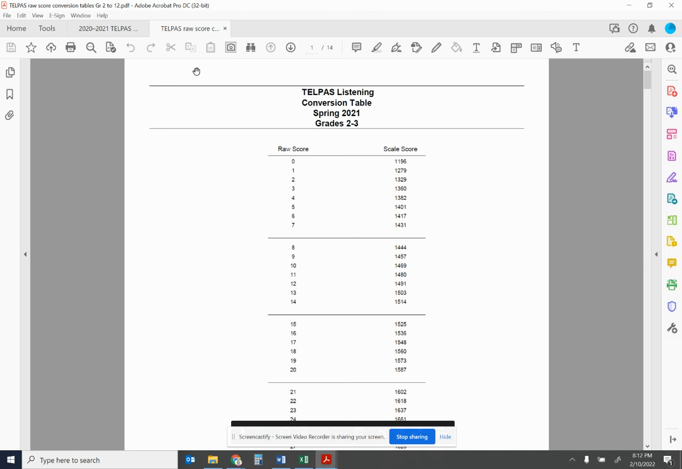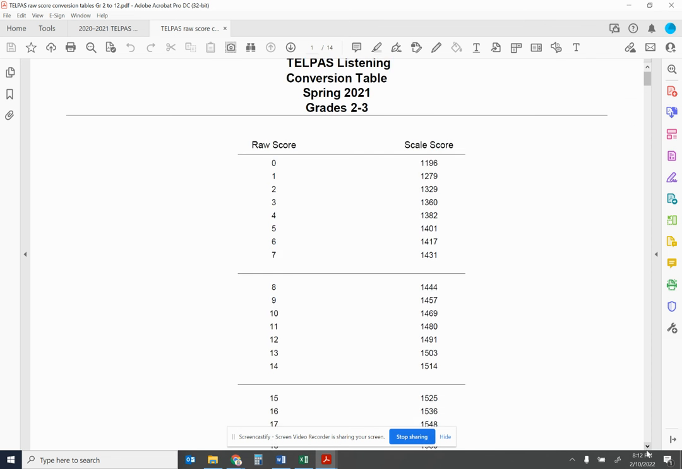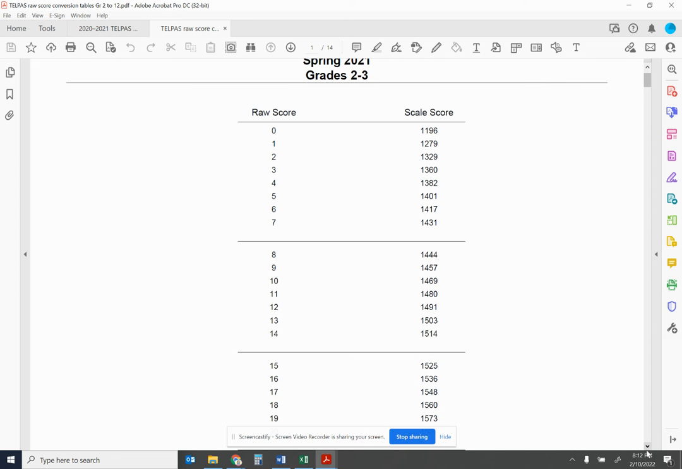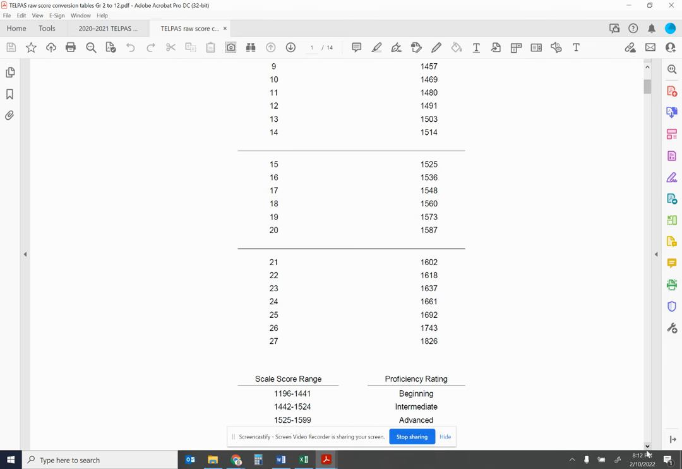What these tables are is they tell you what the scale score is to move from one performance level to the next. When we look at these scale scores, we know that the first is beginner. So from 0 to 7 raw points is beginner, from 8 to 14 raw points is intermediate, 15 to 20 is advanced, and 21 to 27 is advanced high.